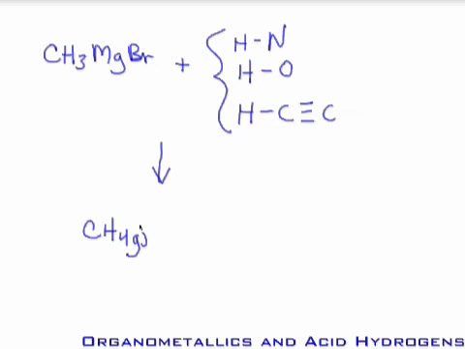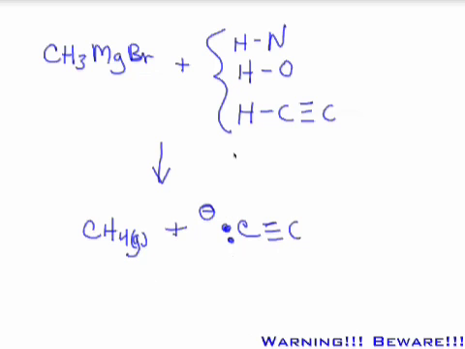Now, you don't do this unless you actually want an N-, an O-, or a C, for example, a C triple bond C, lone pair here, which is called an acetylide ion. If you have an H on any of these, it will quench a reaction, and students often miss this on quizzes.